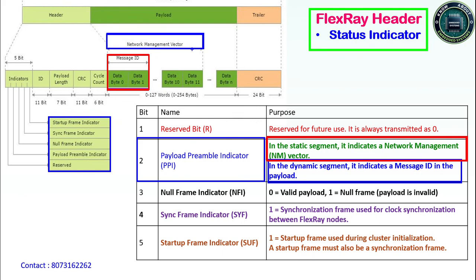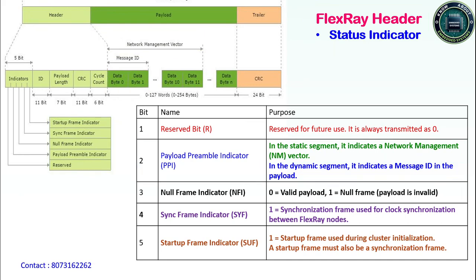So very simple. The preamble indicator will indicate whether you're using a static segment or a dynamic segment. If you're using a static segment, it will indicate that we're going to use a network management vector up to 11 bytes or 12 bytes, and whenever you're using a dynamic segment, it uses some message ID in the first 2 bytes. Okay, so this is called the payload preamble indicator. This is the second one.